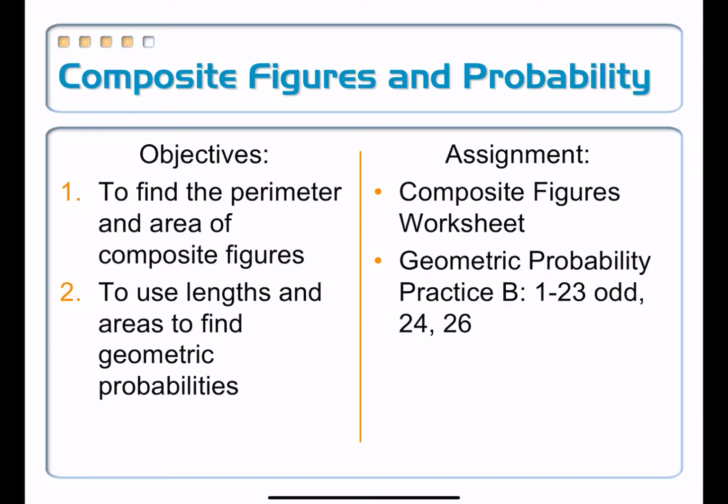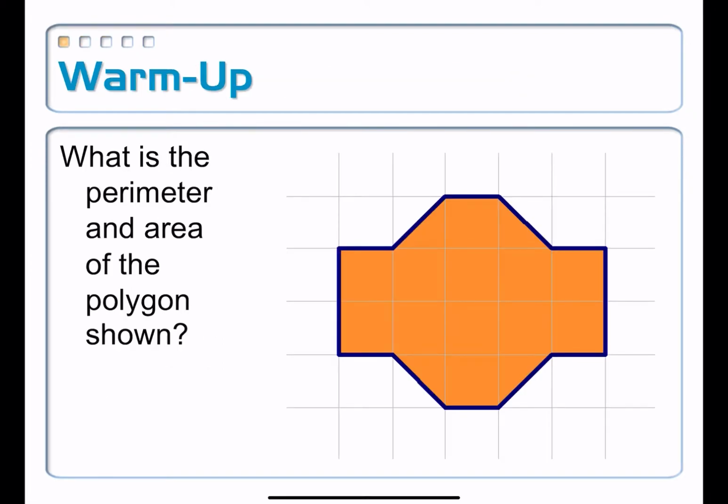And probability, you've probably discussed in another math class, is about how likely it is that something is going to happen, and we're going to tie it to lengths and areas. The assignment: there will be a composite figures worksheet separately from some geometric probability practice problems. So let's take a look at that warm-up question that you started with.